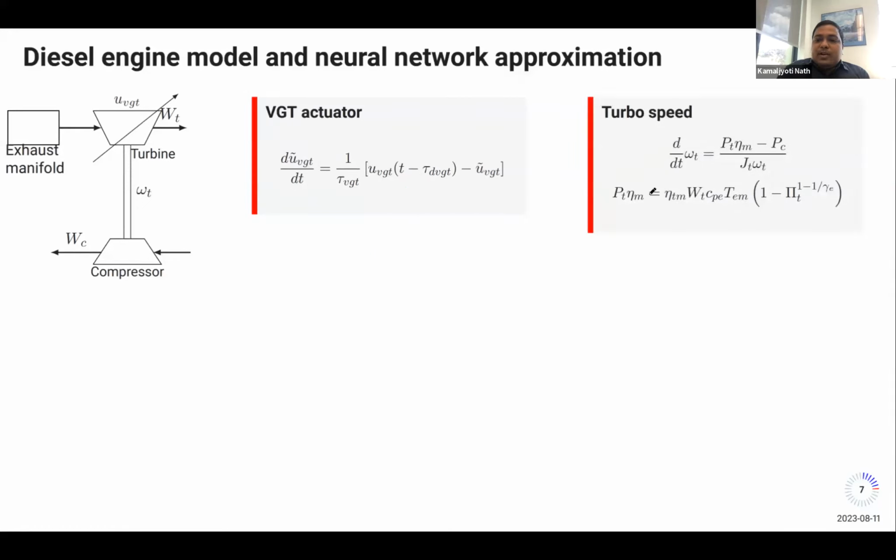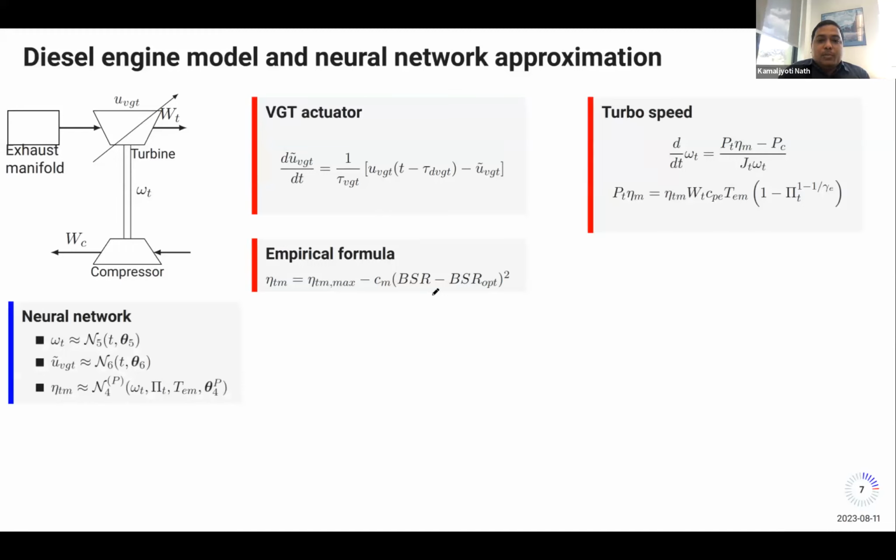And this is the turbo speed. It's given by some differential equation. This is based on Newton's second law. And there is one empirical formula, which is the turbine efficiency. And then there is some additional equation. I'm just skipping one equation. And we approximated this part using one network for the engine speed and turbine speed, another for the VGT, and this eta.